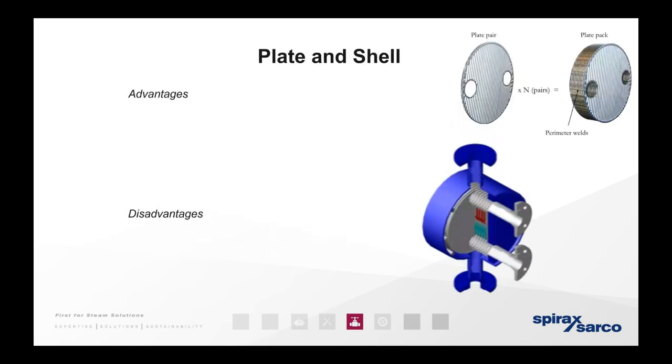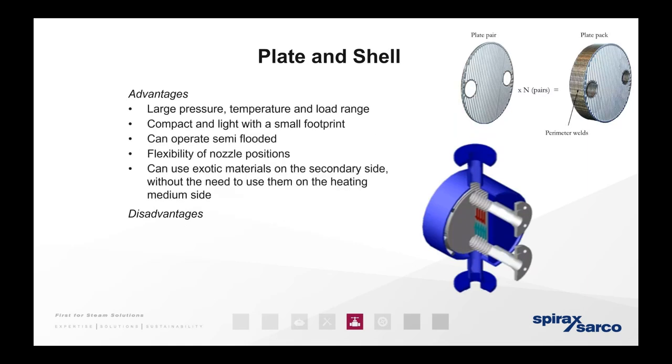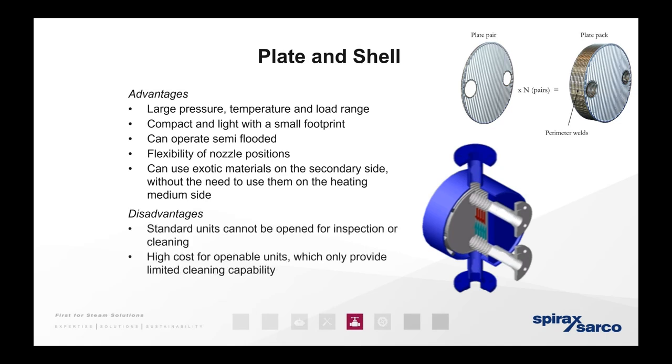So plate and shell. This is another different type. With these particular ones, you have a large pressure and temperature load range, compact and light with small footprint. These things tend to be very small. They can operate semi-flooded, so they don't really mind a bit of stall, though we'd still recommend that you keep stall to a minimum wherever possible. And you can use exotic materials on the secondary side without needing to use them on heating. Disadvantages: standard units cannot be opened. Again, these are sealed units. High cost for openable units. The serviceable units are quite expensive because of the design. And they have limited cleaning capability.